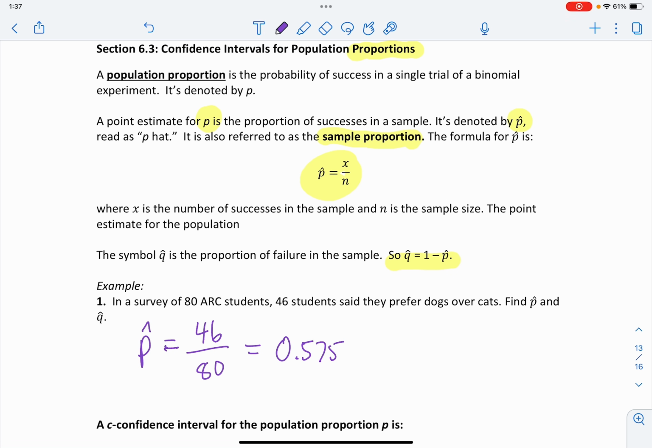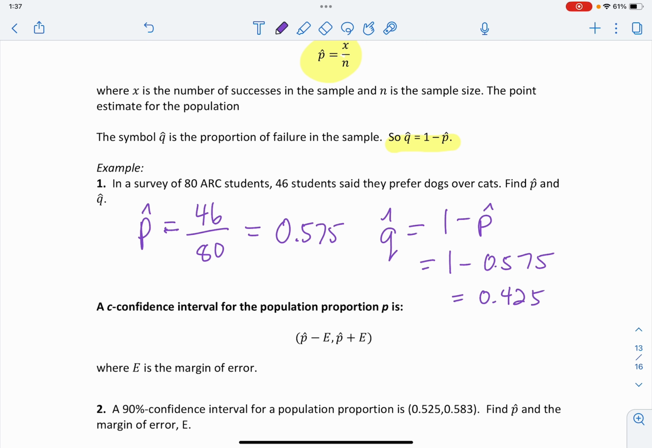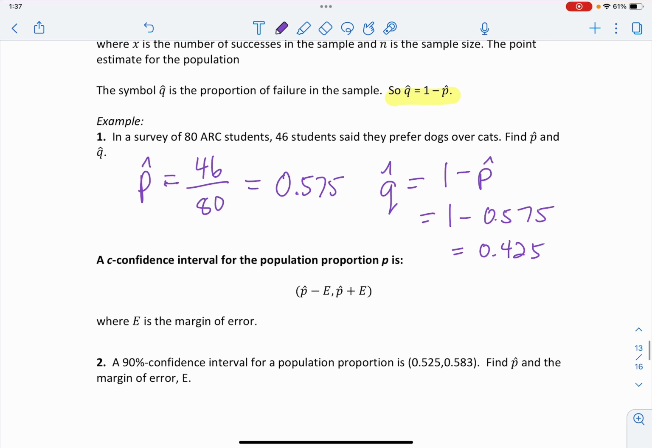How about q hat? That's not a p, that's a q. I just do 1 minus the p hat. That's 0.425. Yeah, that's it. Okay. And then when we construct these population proportions, that looks familiar, right? It's just instead of x bar, like in 6.1 and 6.2, we have p hat. It's still a sample statistic.